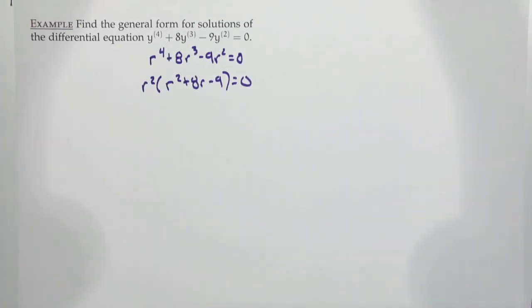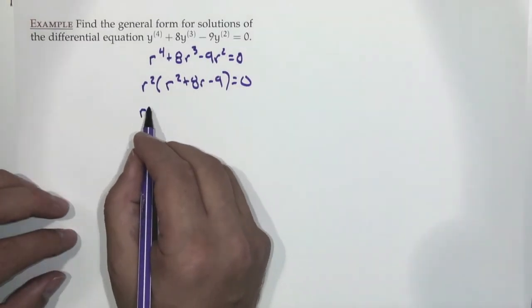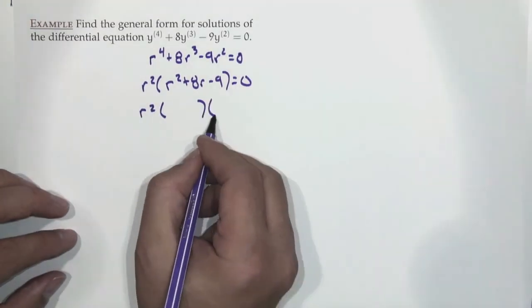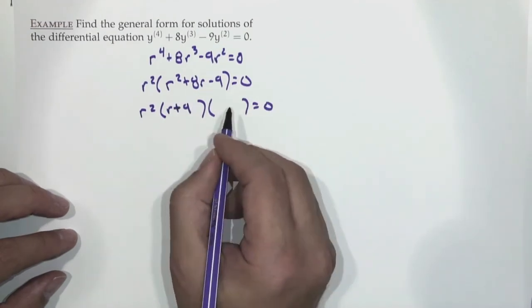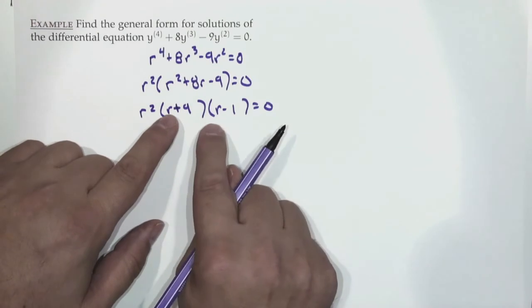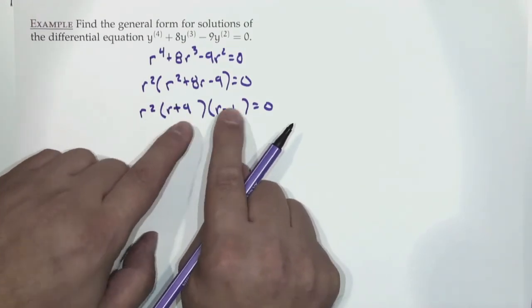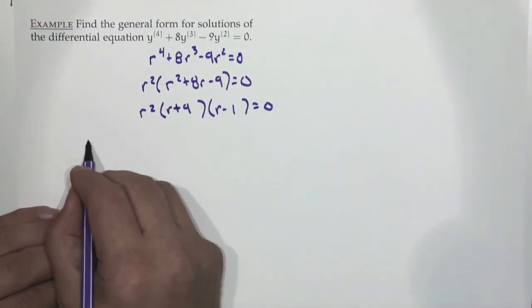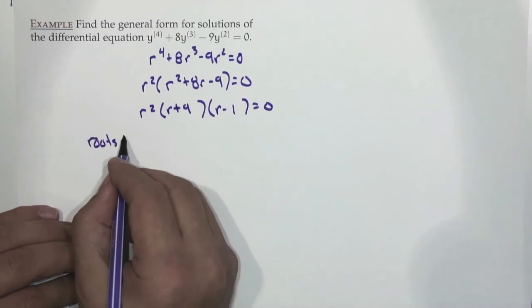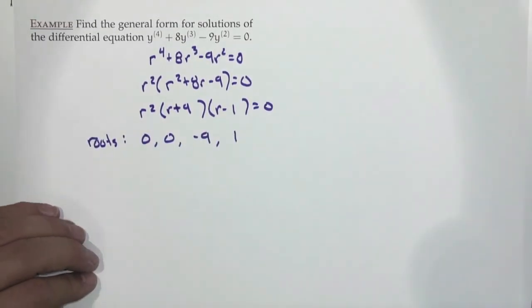All right. What are the roots of r squared plus 8r minus 9? Or does that factor maybe? Someone has suggested it's r plus 9, r minus 1. We can always check. R squared minus r plus 9r is plus 8r. And then minus 9 does in fact give minus 9. So the roots are 0, 0, negative 9, 1.